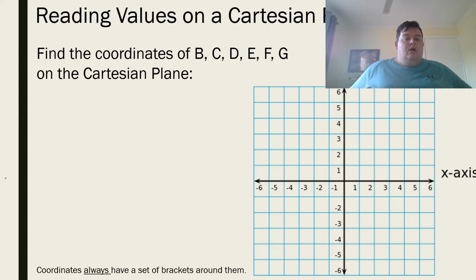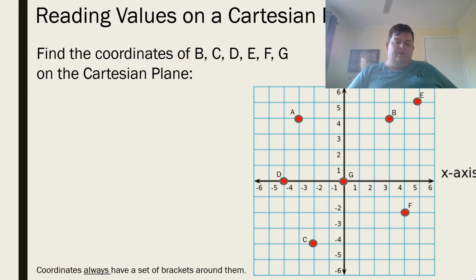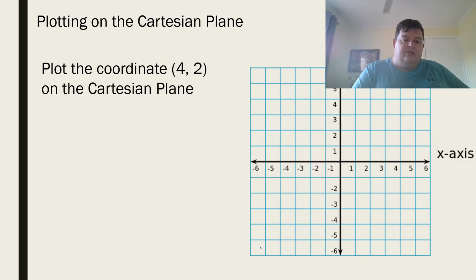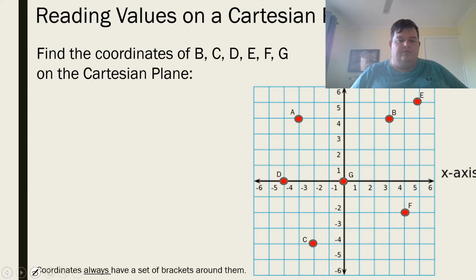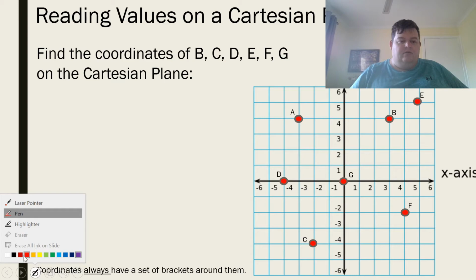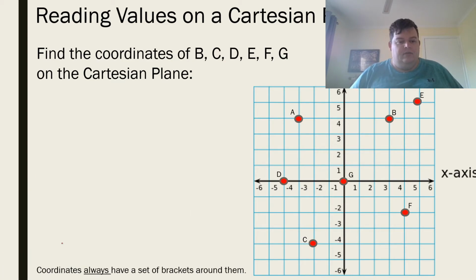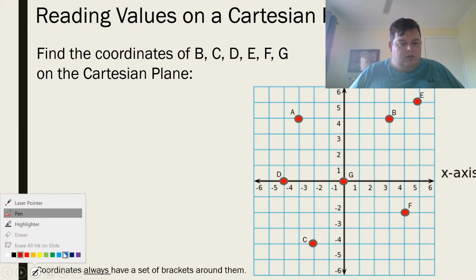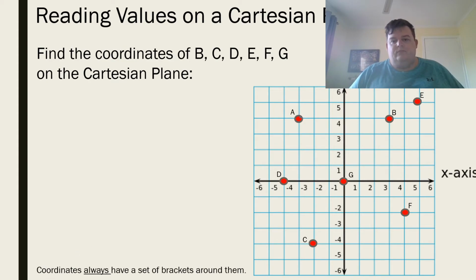Right. Reading values. Find the coordinates of B, C, D, E, F, G on the Cartesian plane. Right. So they're the values. Make sure that you pause the video and have a go and see if you can figure it out. Alright. Assuming that you've done that, let's go through and see what these points are. Okay. So I'll just do a couple. If you're not too sure how to do it, hopefully you've done the rest.